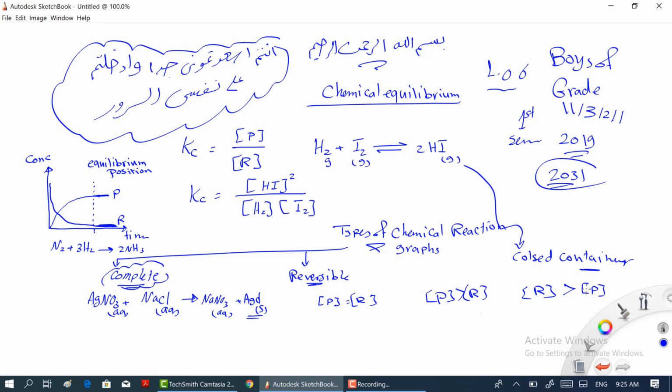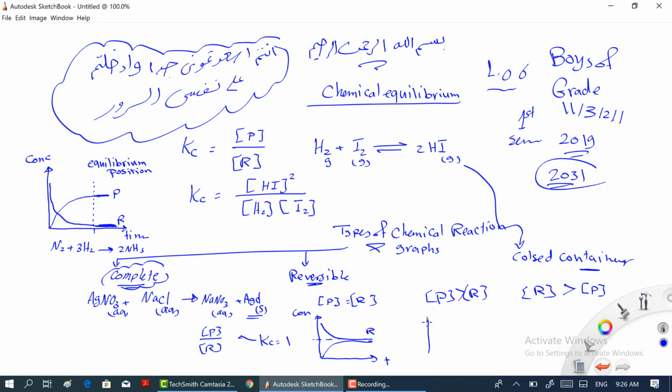I need to represent them in curves. In the case of the product equal to the reactant concentration, we'll find the concentration and the time. We'll find the reactant concentration decreases and the product concentration increases till they reach the same point. At this point, we will find the value of Kc equals 1, since Kc represents the product over the reactant. So 5 over 5 will be 1.